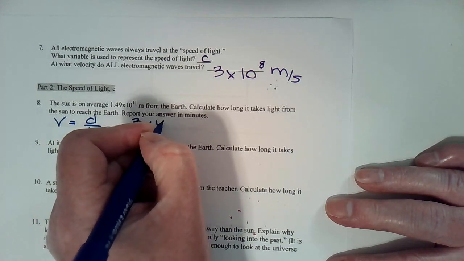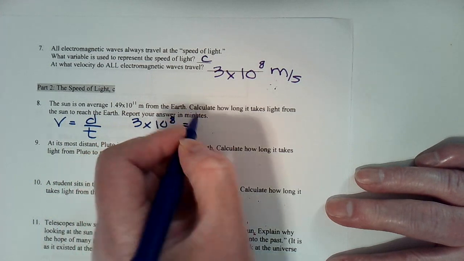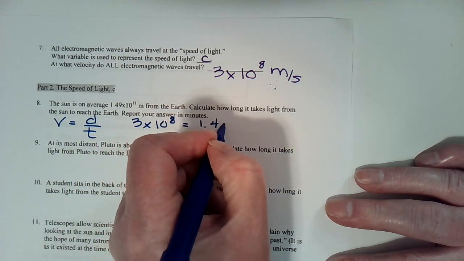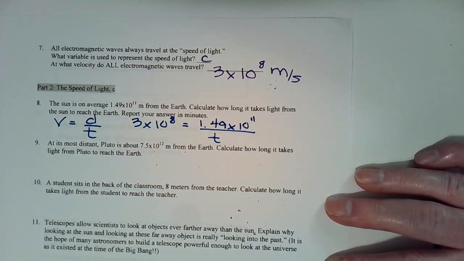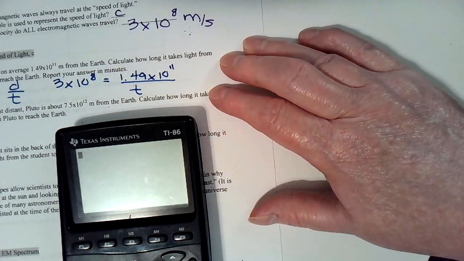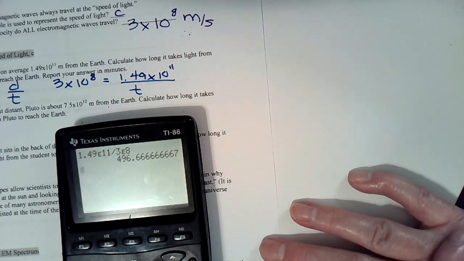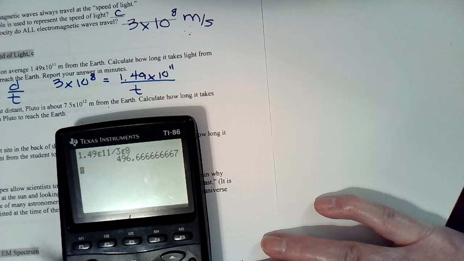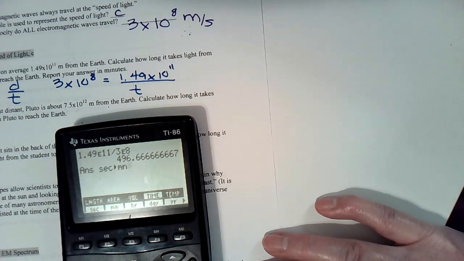So we know that light travels at 3 times 10 to the 8th meters per second. The distance is 1.49 times 10 to the 11th, and I want to find time. So I'm going to take 1.49 times 10 to the 11th, and we'll divide by 3 times 10 to the 8th. And it takes this many seconds for light to get to the Earth. But let's then go up here and take those seconds and turn them into minutes.